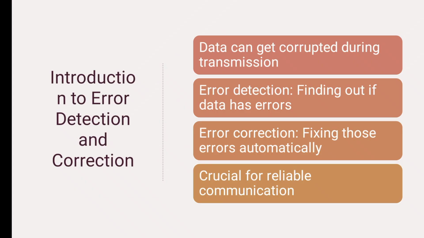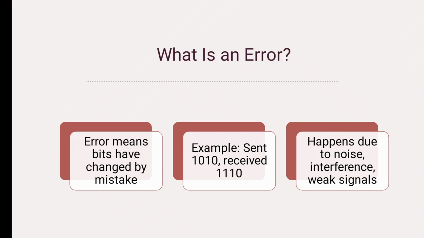Moving to the next, what is an error? An error happens when one or more bits of data change accidentally during transmission. For example, if the sender sends 1010, the receiver might get 1110 because one bit flipped from 0 to 1. This can happen due to many reasons like noise, interference, or weak signals in the network.